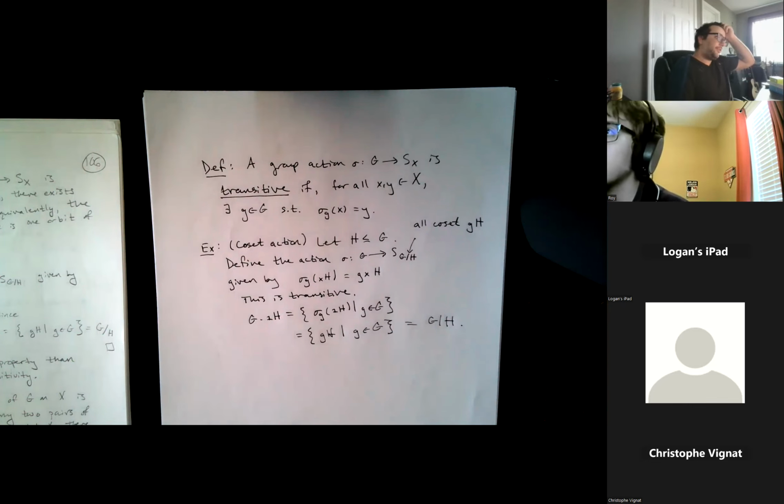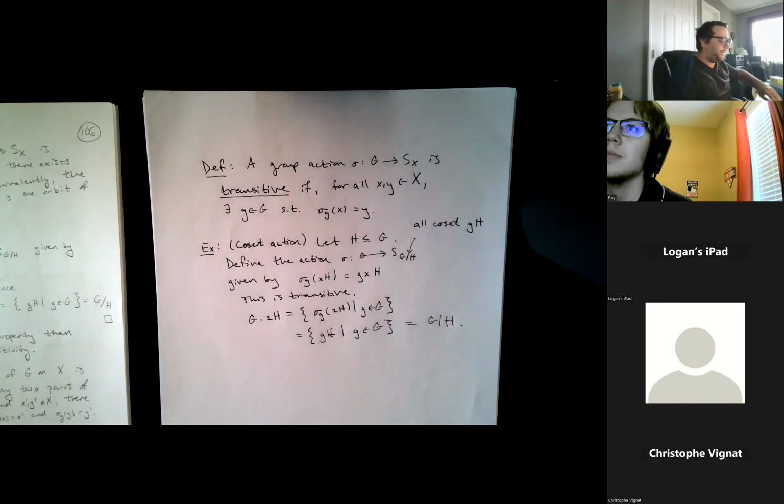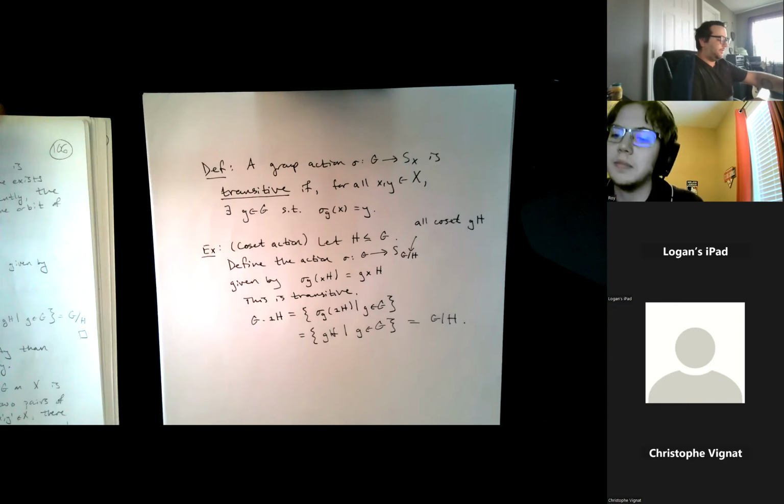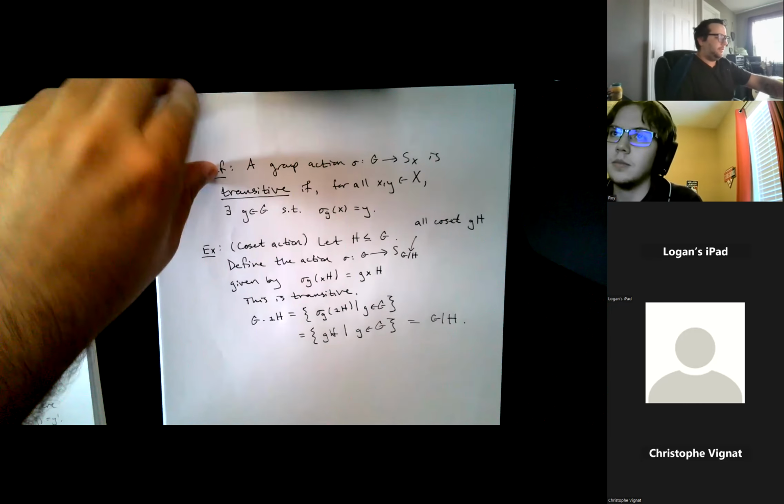So Steinberg actually talks about an even stronger property than transitivity called two-transitivity. So let me define that.